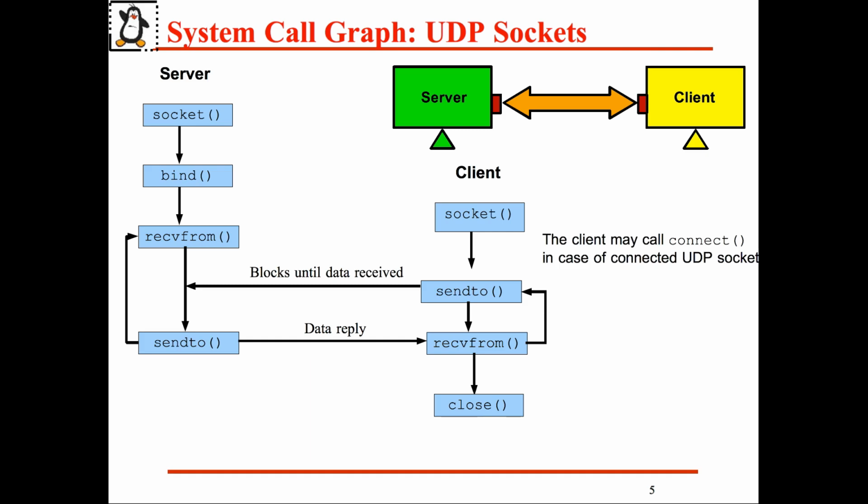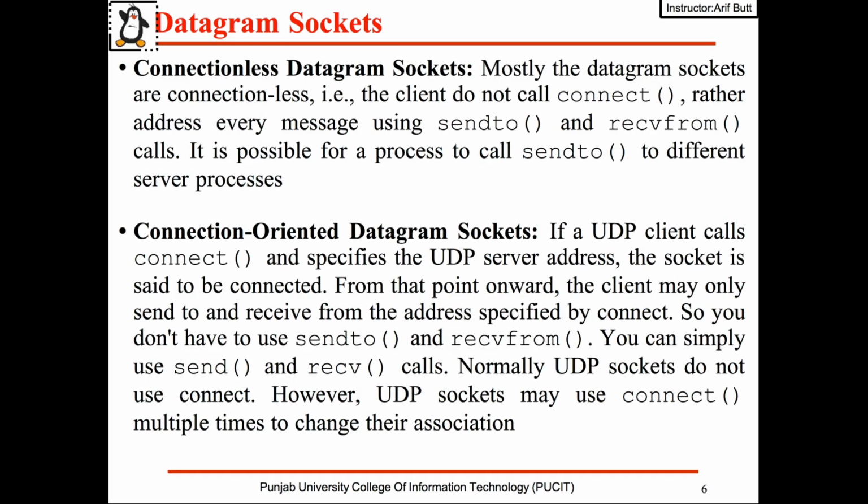The client may call the connect system call in case of connected UDP sockets, and let me describe this on this slide. Mostly datagram sockets are connectionless. That is, the client does not call connect. Rather, it addresses every message using sendto and recvfrom calls. It is possible for a process to call sendto to different server processes.